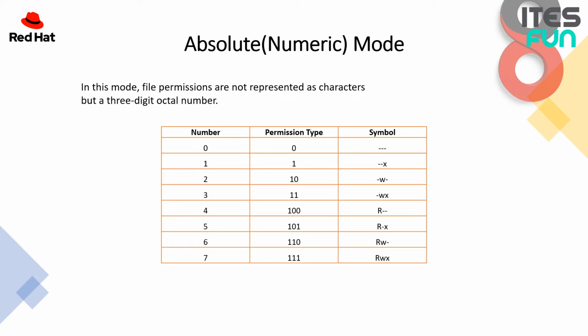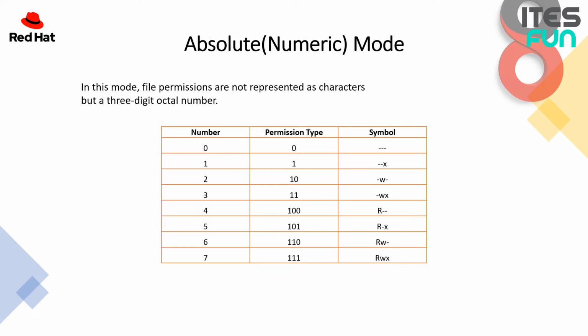An interesting thing is the absolute mode, which we also call numeric mode. In this mode, file permissions are not represented as characters, but as a 3-digit octal number. We have a total of 8 numbers from 0 to 7. If you look at the table, the number 0 has the permission type 000 and the symbol is dash dash dash.